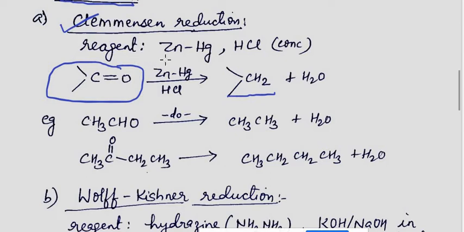You can see that the reagent is zinc amalgam. Zinc amalgam is an alloy. The word amalgam means alloy of mercury. So zinc amalgam means it is an alloy of zinc and mercury. You can see over here it is written as Zn and Hg. Along with this, we need a strong acidic medium, and here we are using concentrated HCl. So in presence of zinc amalgam and concentrated HCl, the carbonyl compound is converted to an alkane and the byproduct is water. So this is a Clemmensen reduction.